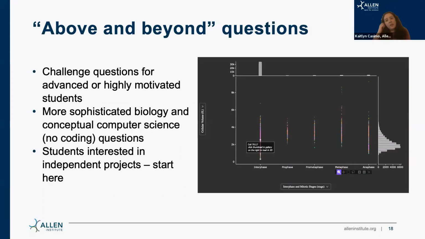We also have at the end of the packet some above and beyond questions that are potentially for extra credit or highly motivated students. They're a little more sophisticated scientifically, a little more challenging. The first few questions ask students to think about applications of computer science to biology. These are conceptual only, no coding. And some of them ask them to make inferences about mitosis and cell properties. Students who are interested in pursuing an independent project should start here, and then they can continue exploring our data and our open source software.